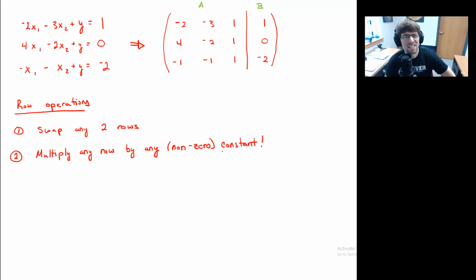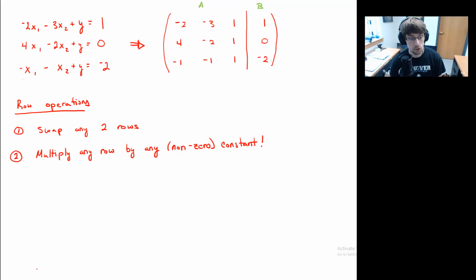I guess it could be a non-constant as well, some variable, but then you don't have a linear equation. Okay, so we're dealing with linear equations here. I can take any row and multiply by any non-zero constant. What does that mean? Well, let's say, for example, I don't want a negative number in the 1, 1 element, and I don't want to perform a row operation. I don't want to have to swap rows.